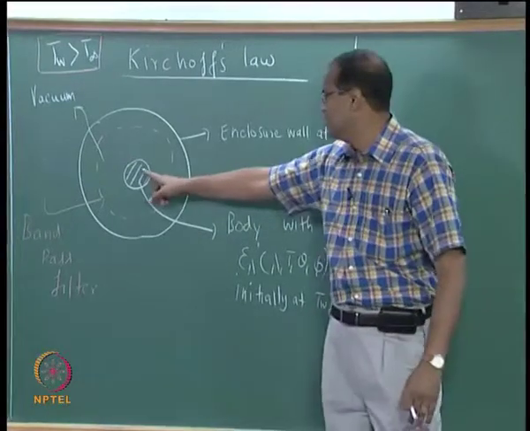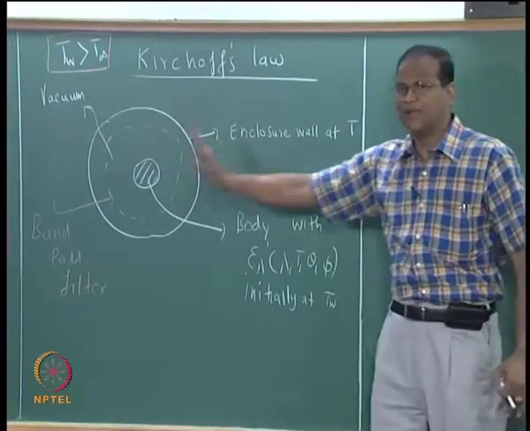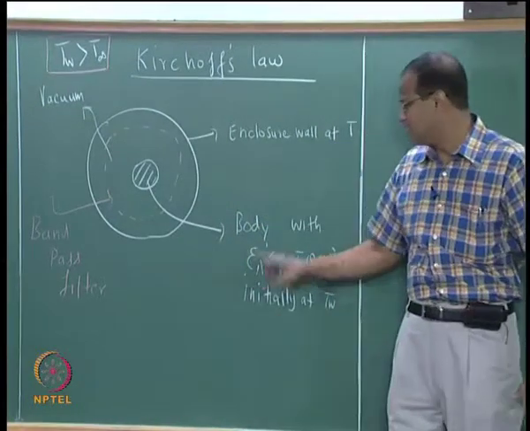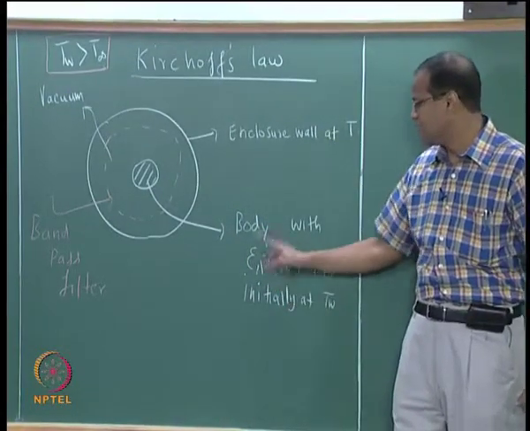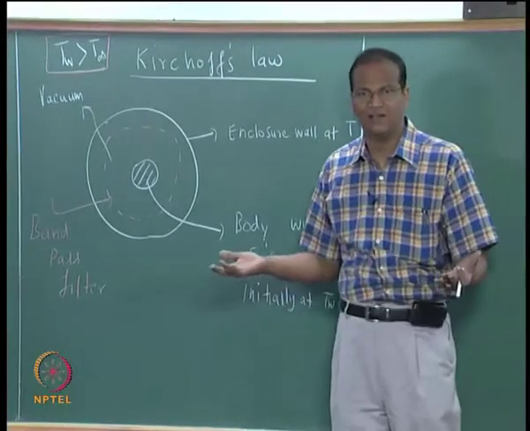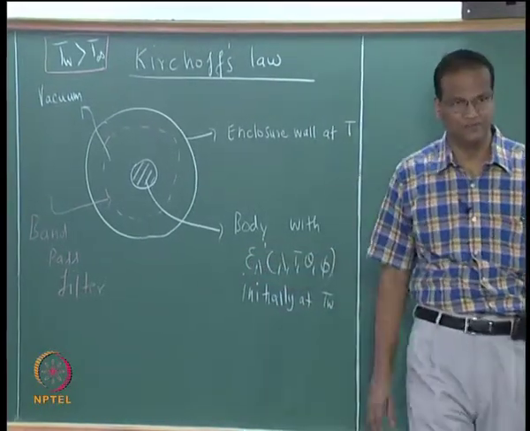Now this fellow is a body which is not a black body, it has got an epsilon lambda dash. Epsilon lambda dash will be a function of lambda, T, theta, phi, because this is the general spectral directional emissivity.